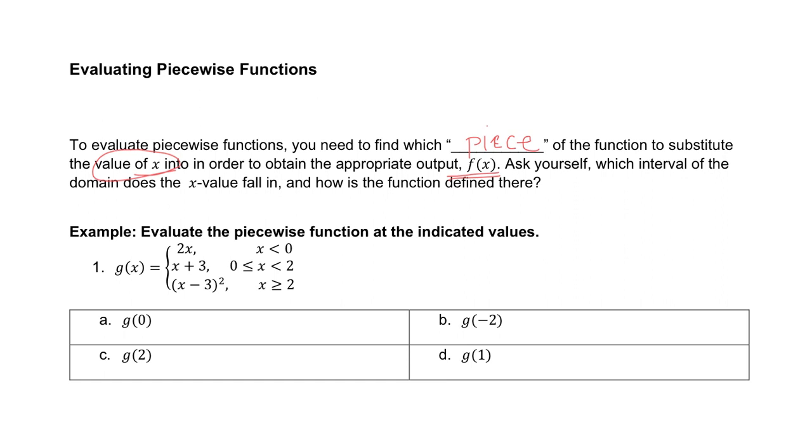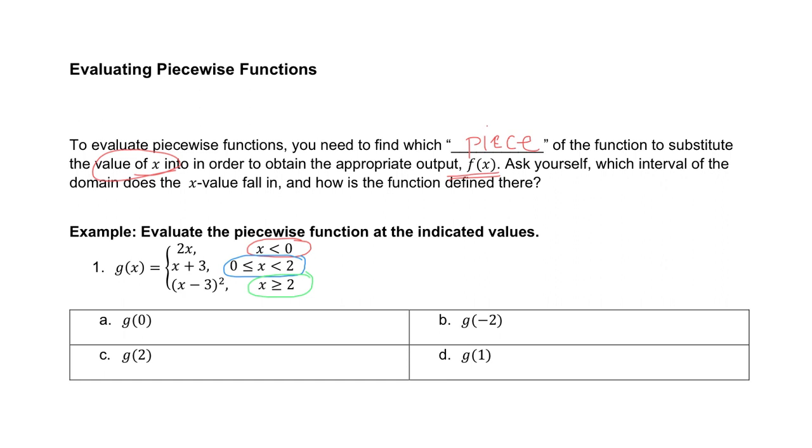So for my example down below, instead of a graph, we have g of x equals 2x, and that is for x values that are less than 0. It equals x plus 3 for x values that are greater than or equal to 0 but less than 2. And then finally, we'll use the function x minus 3 squared for x values that are greater than or equal to 2. So if you tell me what you want your x value to be, then I know which function to put it into.